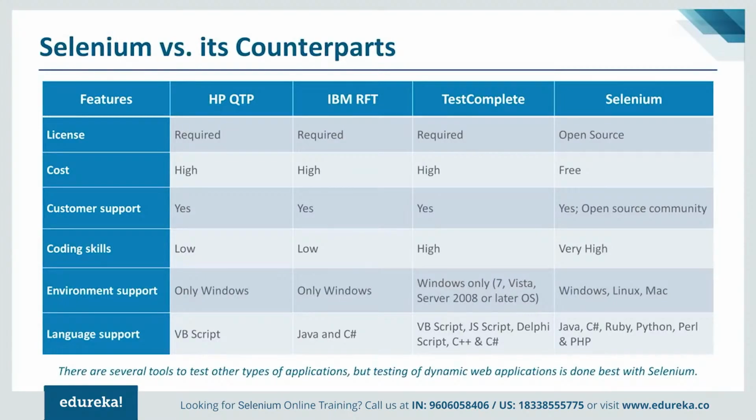Now, the final feature we're looking at is language support, wherein QTP supports only VBScript, RFT supports Java and C#, Test Complete supports VBScript, JScript, Delphi script, C++, and C#, whereas Selenium gives you a dynamic range of support for almost all popular programming languages like Java, C#, Ruby, Python, Perl, and PHP.